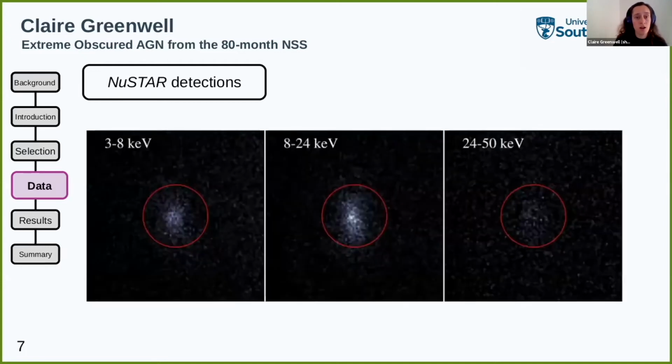So here's an example of one of them, just with the 3 bands separated out. On the left is 3 to 8, then 8 to 24, which are both quite bright, 24 to 50.